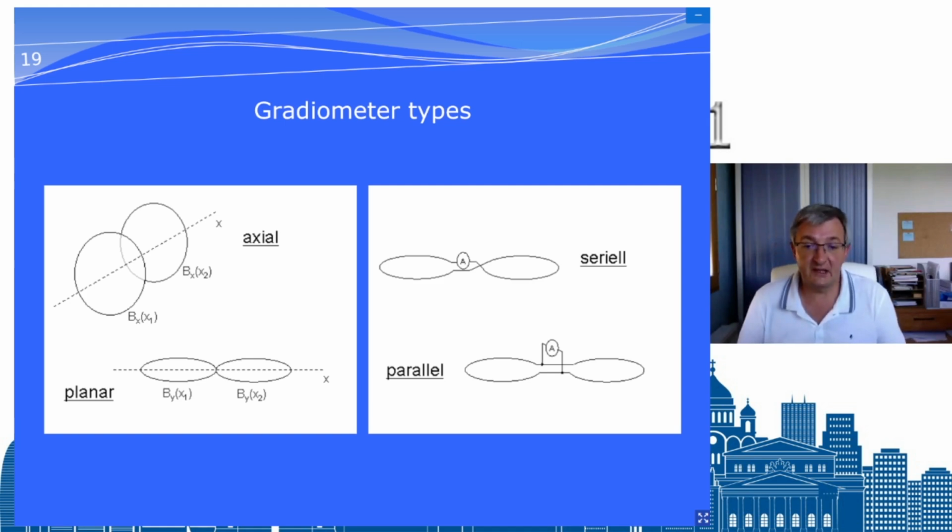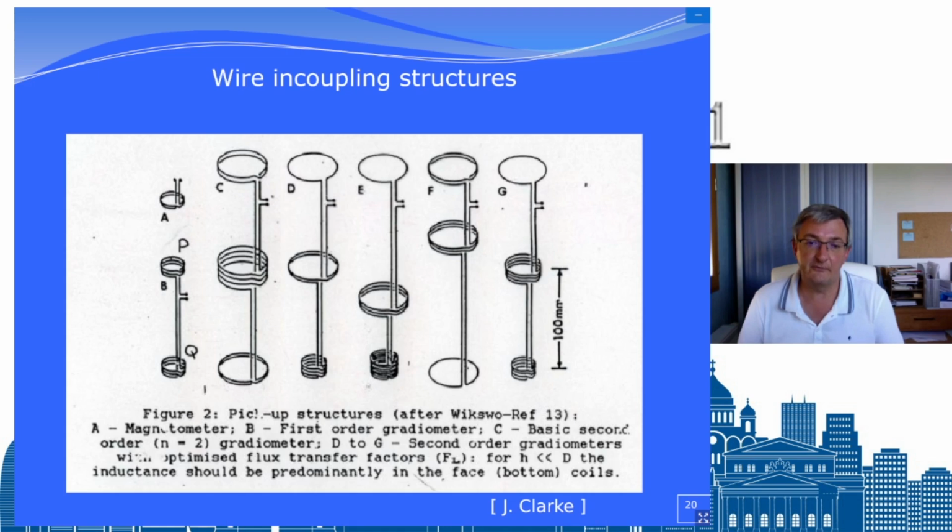So you can do axial squids or planar squids. You can do in series, in parallel. You have all kinds of ways to do gradiometers. And these are examples that you can find in a book or a paper of John Clark to make first, second, third order gradiometers, even sometimes. Here it's second order. Gradiometers in one direction here, this one, of course, vertical.